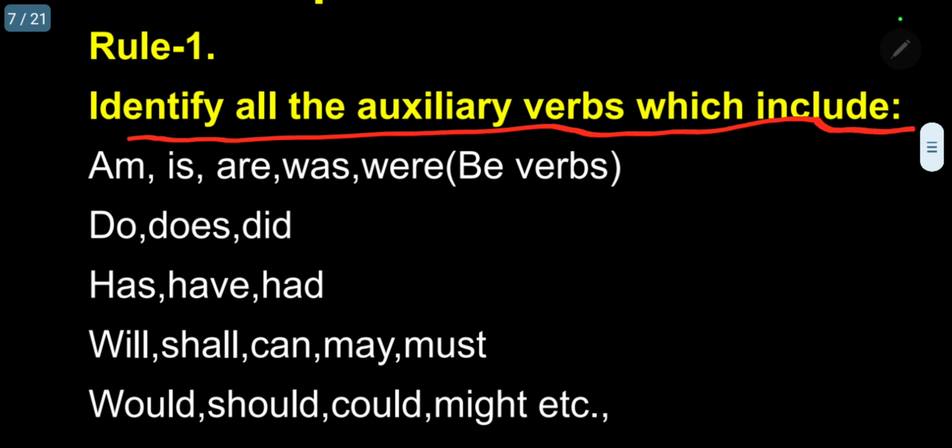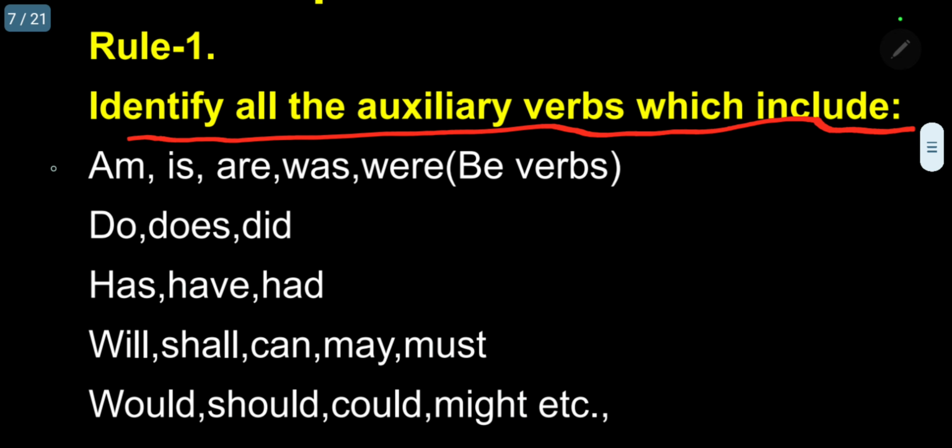One is main and auxiliary verbs. Number 2, regular and irregular verbs. Number 3, transitive and intransitive verbs. Number 4, strong and weak verbs. All these, kindly go through my chapter; I have already discussed them in detail. Here I will concentrate only on auxiliary verbs because we must understand them. In auxiliary verbs, kindly follow rule number 1. There are 5 types of auxiliary verbs.